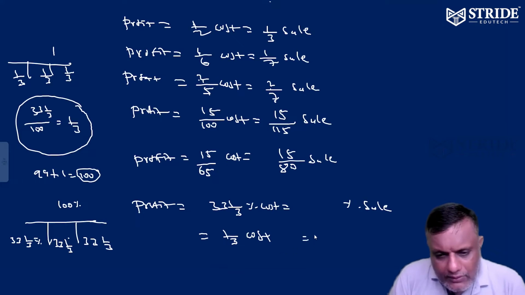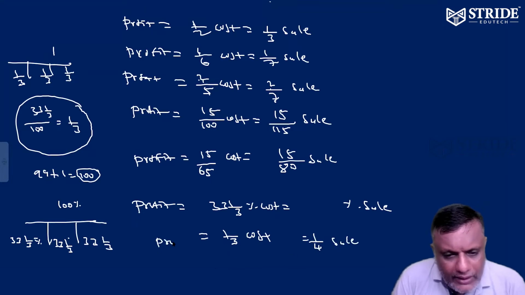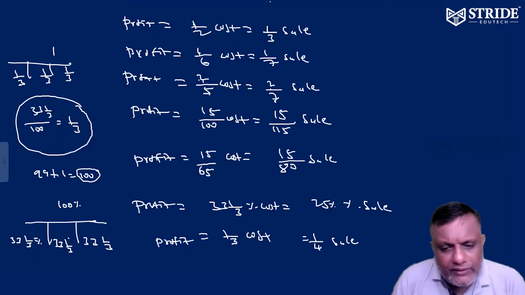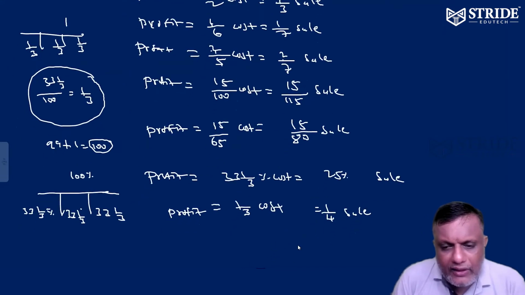1/3 of cost is equivalent to 1/4 of sale, which is the same amount of profit. 1/4 is nothing but 25%. So 25 by 100 is equal to 1/4. So that's a trick. Either way you can use.